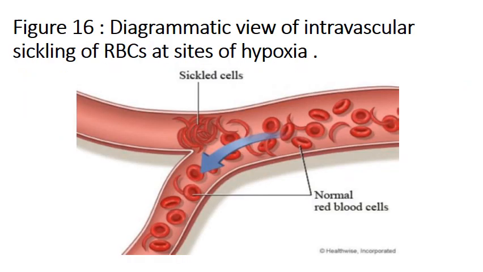This is a diagrammatic view of intravascular sickling of red blood cells at the site of hypoxia. Look at the sickles, the leaf-like shape of the red blood cells. This is sickling. This is the typical picture of the sickled RBCs. This is a blood vessel. These are normal red blood cells.